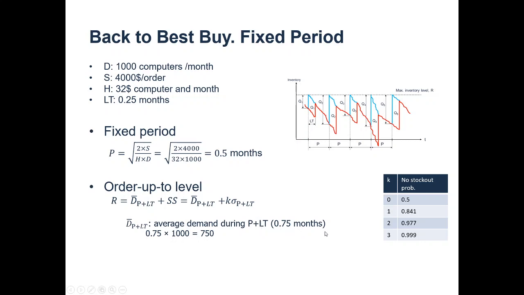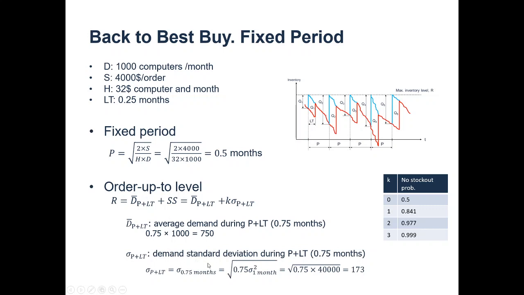Since on average we have a demand of 1,000 computers per month, during that time, which is the time where we need to make sure we have enough inventory to meet our demand, that means having an up-to order level of 750 computers plus the part corresponding to the variability of the demand during that period. So second, we need to calculate the standard deviation during that time.